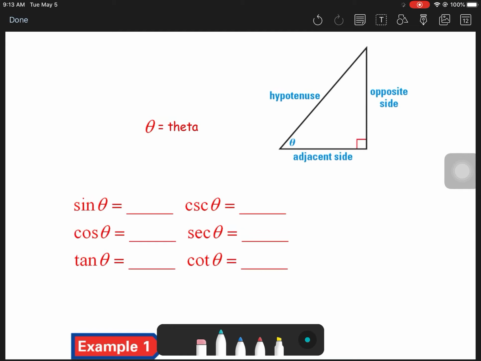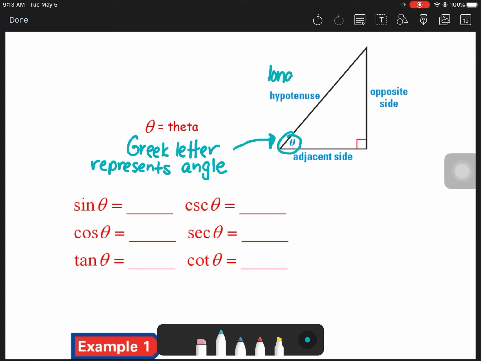Theta is the Greek letter that represents the angle that we're talking about. So when we are talking about the parts of our right triangle, the side that is across from the 90-degree angle is always the hypotenuse, and it's the longest side. Directly opposite or across from the 90-degree angle.